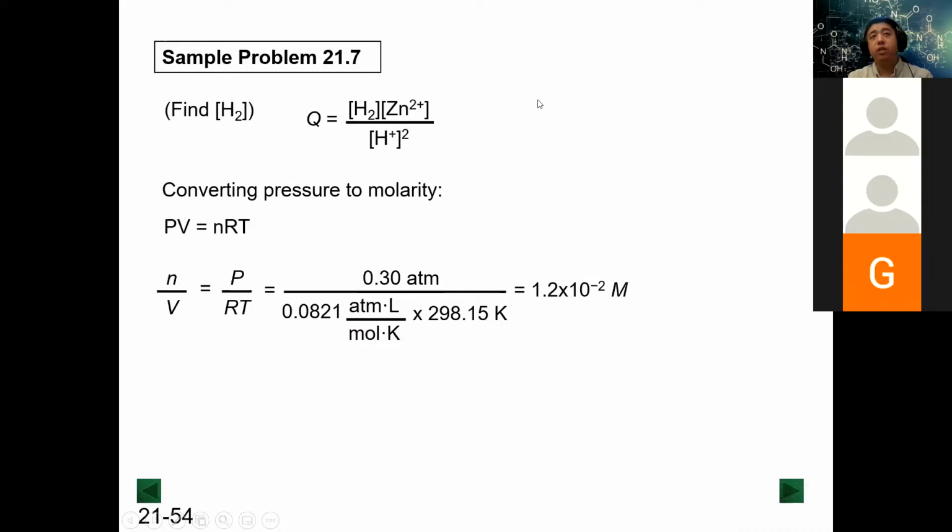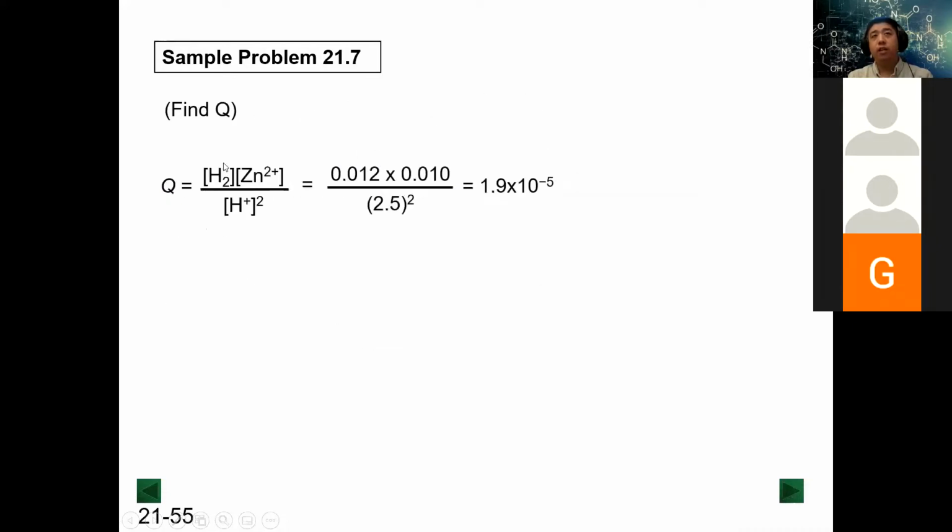With that said, I now have my H2 value here, so I have my concentration. I know what my other values are, so I simply plug them in. I get this as my Q value, so 1.9 times 10 to the negative 5. Any questions up to this step here?